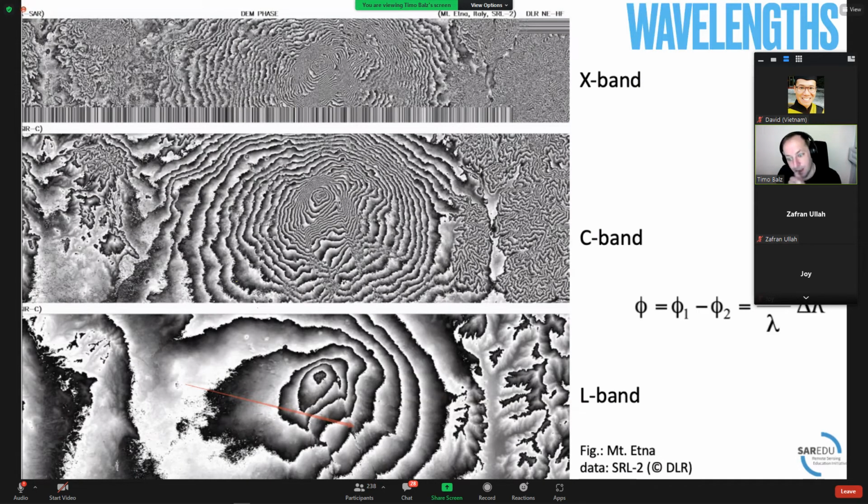But L-band can also give us more stability. And it's also logical that they're not mutually exclusive. You could combine these two to get the best of both worlds. However, they're also looking at different heights in the end. Anyway, the fringes and the density of the fringes clearly depend on the wavelength.